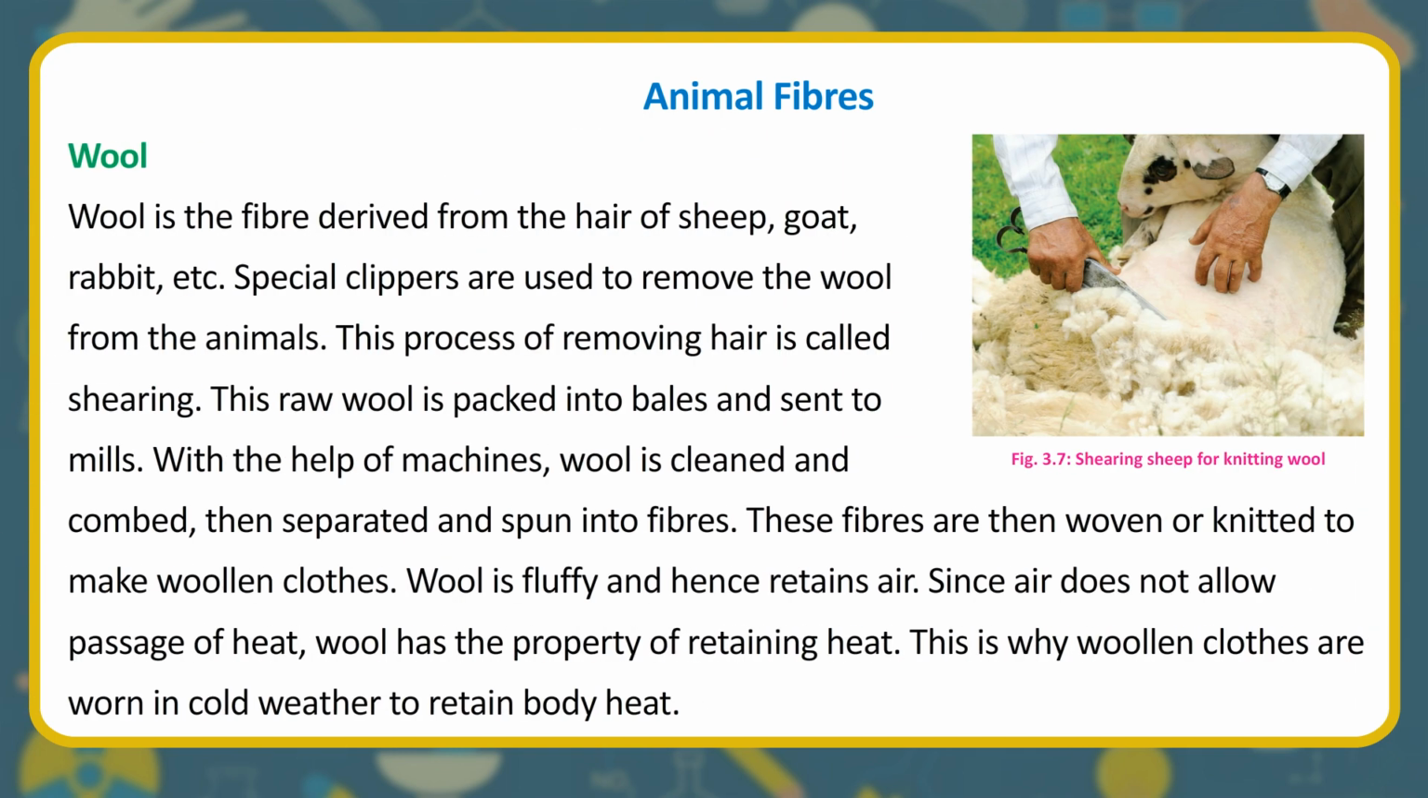Wool. Wool is the fiber derived from the hair of sheep, goat, rabbit, etc. Special clippers are used to remove the wool from the animals. This process of removing hair is called shearing. This raw wool is packed into bales and sent to mills. With the help of machines, wool is cleaned and combed, then separated and spun into fibers. These fibers are then woven or knitted to make woolen clothes.